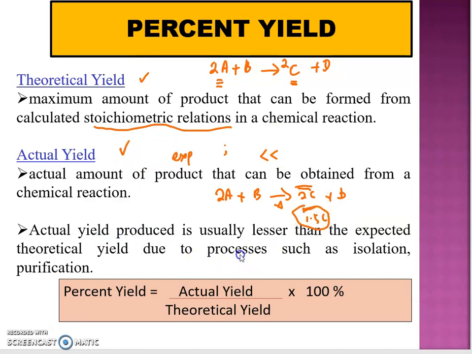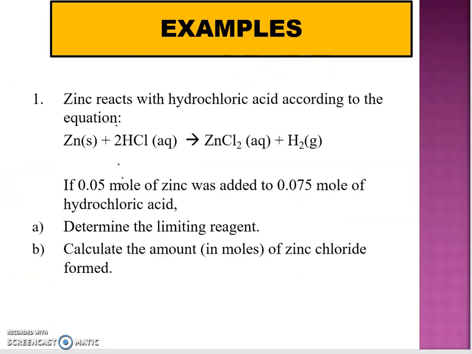So, actual yield is usually lesser than the expected theoretical yield due to isolation process or purification. Purification sebab ada berlakunya contamination lah. Contoh kalau tadi saya bagi 1.5 untuk actual yield over kita agak dia 2 mol. So 2 mol. So kita darab dengan 100%. Okay, ini yang akan menghasilkan apa? Ini yang kita panggil dia percent yield. Berapa peratus yang boleh dihasilkan. Actual over theoretical darab 100%.